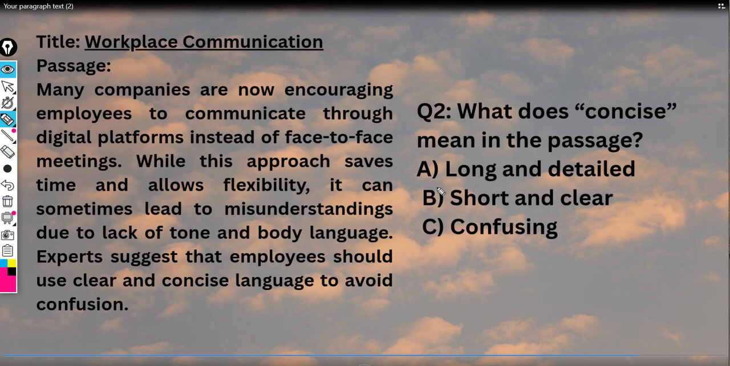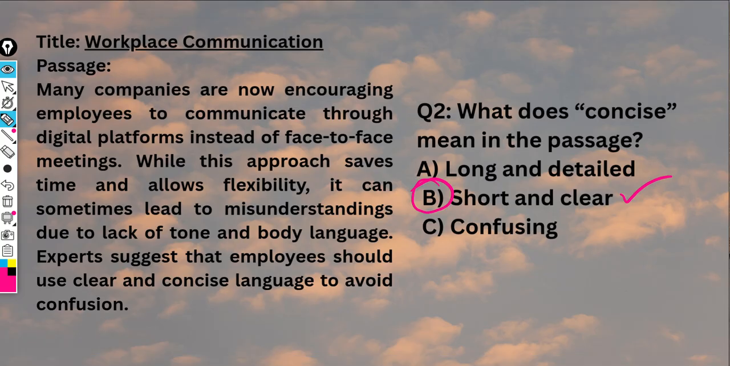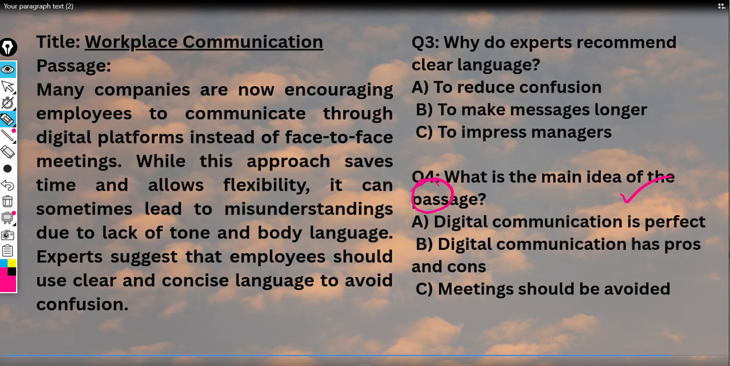Yes, the correct answer is B, short and clear. Make sure that you are not leaving out your vocabulary questions because these are very easy to get scores. Don't skip them. Try question number 3 and 4 by yourself. Answers will be revealed at the end.